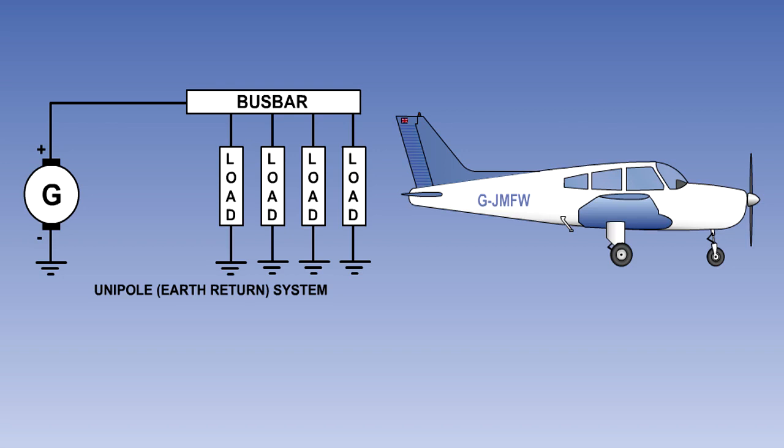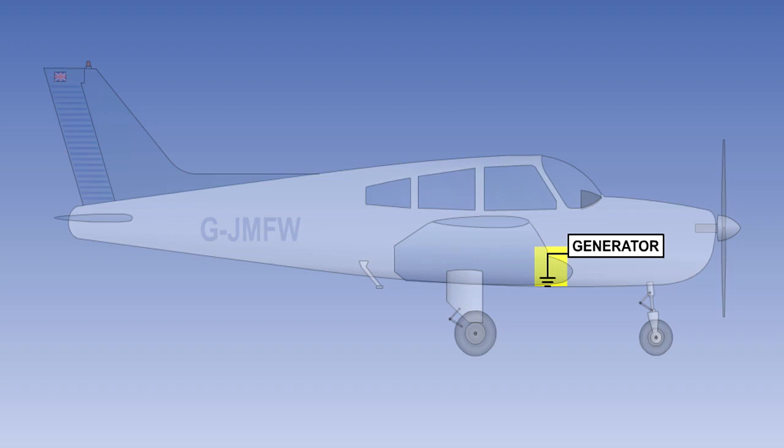The unipole, single pole, or earth return system is the most common type of system on aircraft made of metal. The metal airframe is used as the negative conductor, completing the circuit for the current flow. The negative side of the generator is connected to the airframe. This is known as an earth connection. In electrical diagrams, an earth connection is shown by this symbol. All parts of a circuit with this symbol can be considered to be connected together.